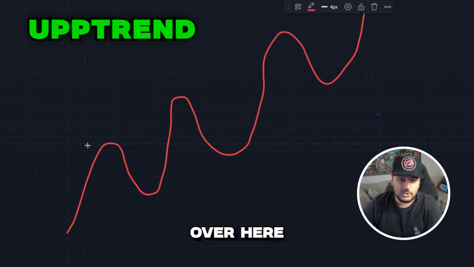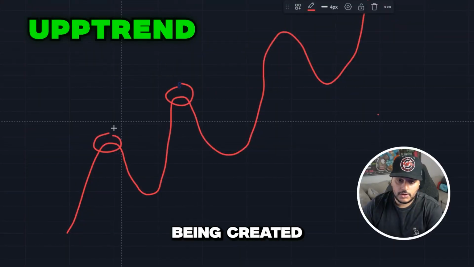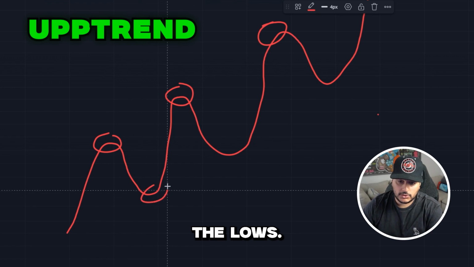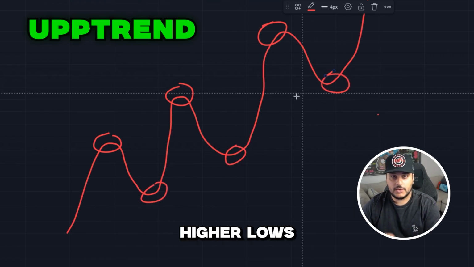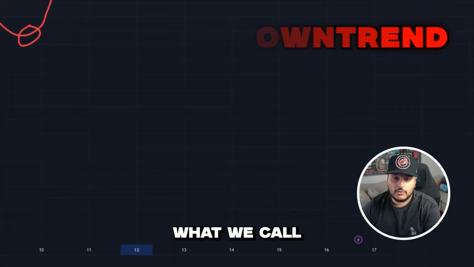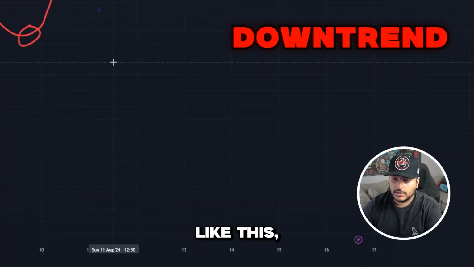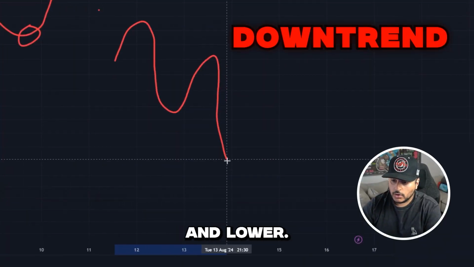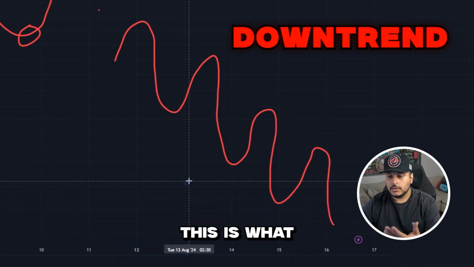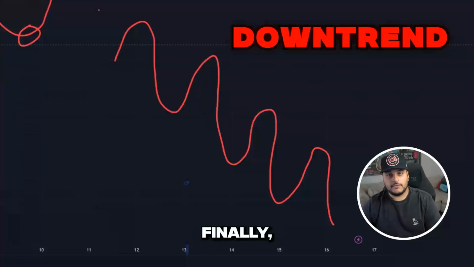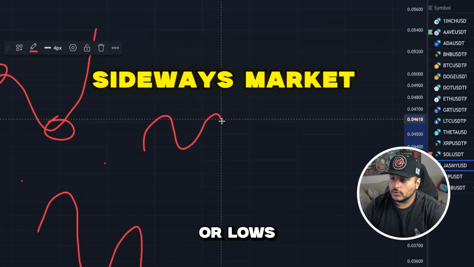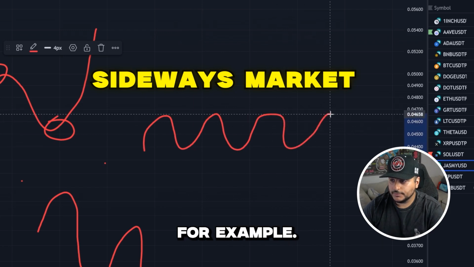So for example, over here, we have a higher high being created and another high being created, establishing that we are in an uptrend. As well as the lows are getting higher every single time. So we have higher lows being created. This is an uptrend. Next, guys, we also have what we call a downtrend, which is basically exactly like this, but this time we are going lower and lower. So the highs are getting lower and the lows are getting lower as well. This is what you call a downtrend. And then finally, guys, we have a sideways market. That's when you're not making any highs or lows on the chart and the chart looks like this, for example.